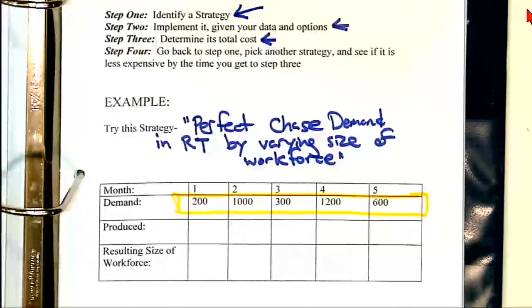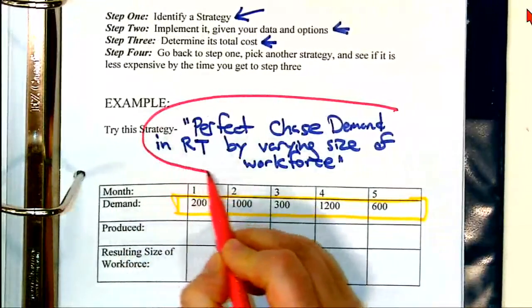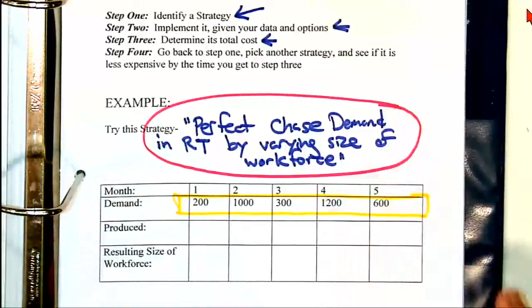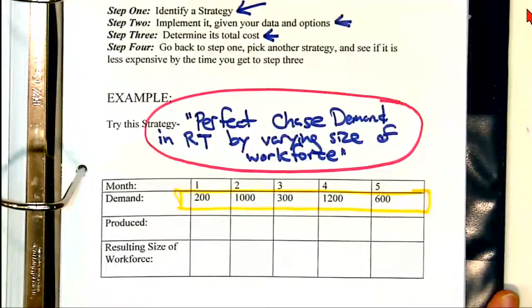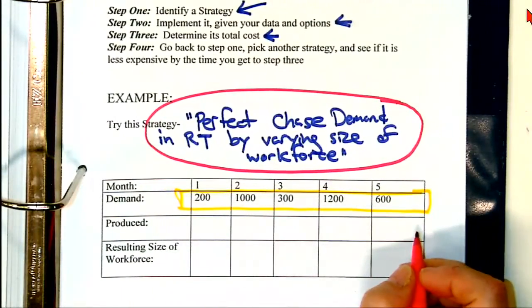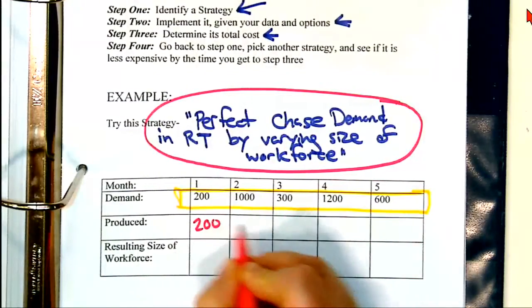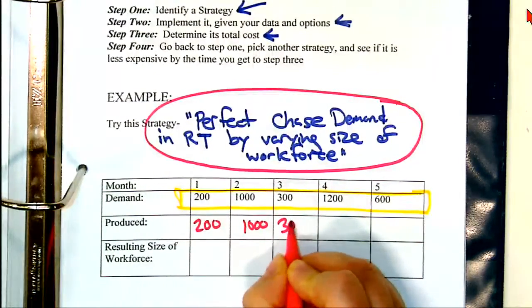Now, in the one in my notes, this right here, we're being perfectly naive. We're pretending we never saw Solver. Well, filling this part in, how much would you produce? That part is easy because it's perfect chase demand. So you just copy the numbers.